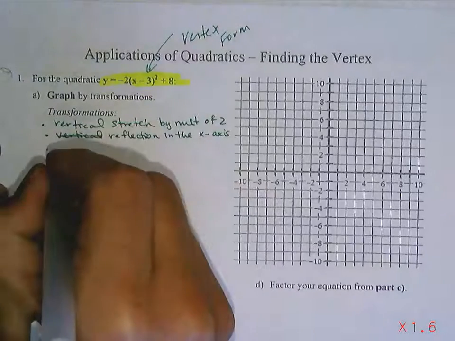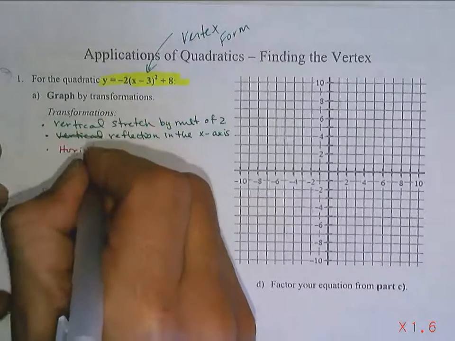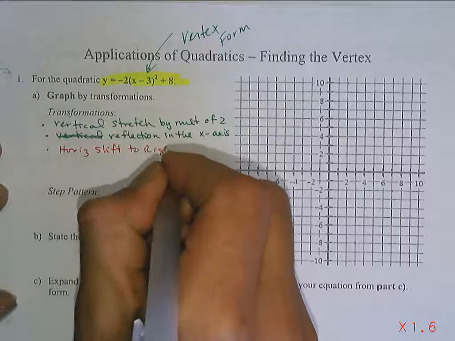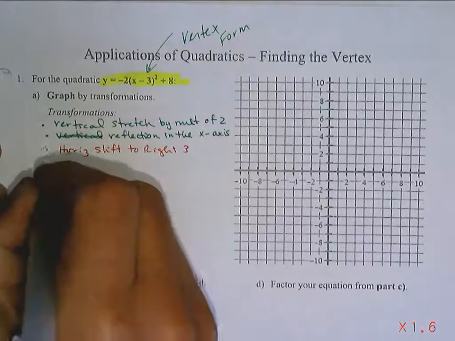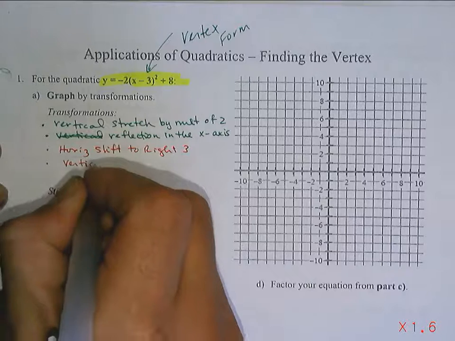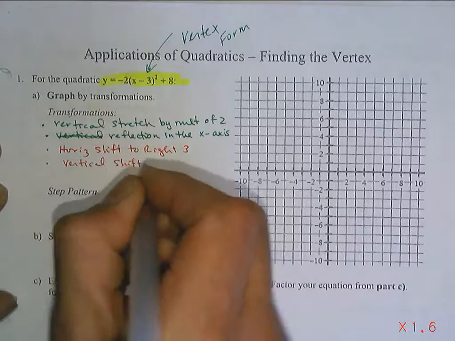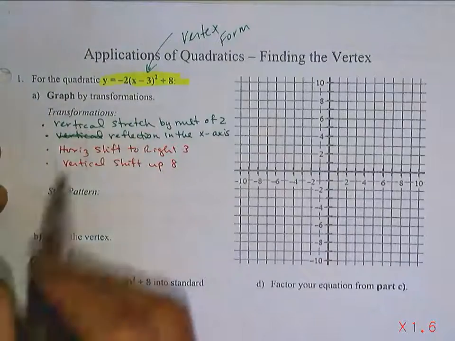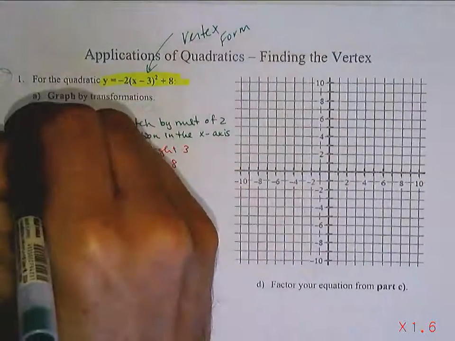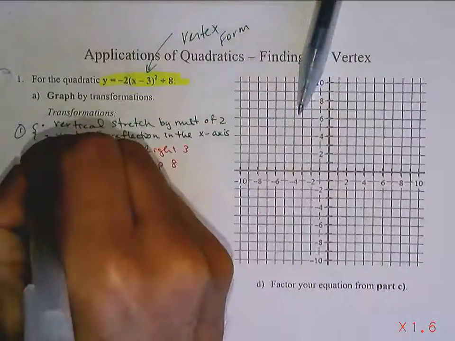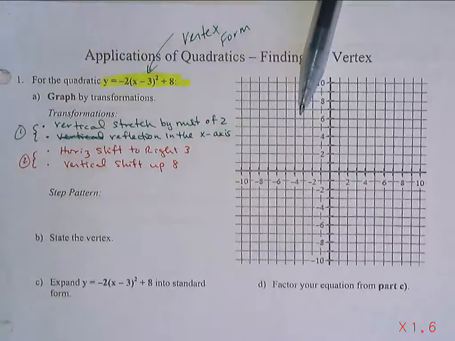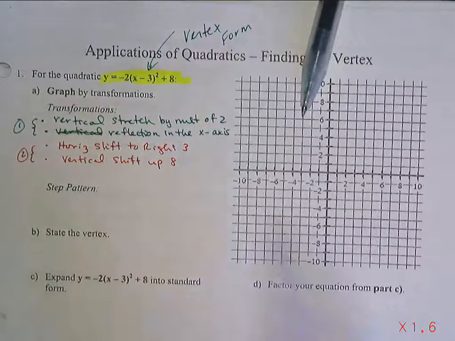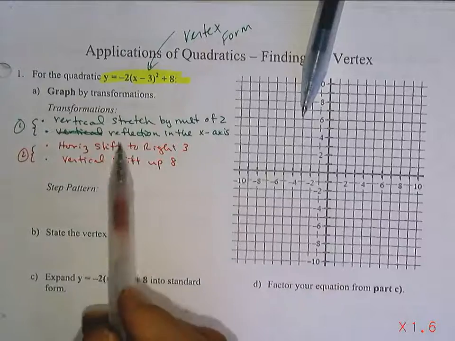Oh, I got a shift. I got a horizontal shift to the right 3 units. And I have a vertical shift up 8 units. That's so cool. And remember, these guys have to come before these guys. Within them, it doesn't matter which one comes first, but stretches and reflections come before shifts. Stretches and reflections before shifts.